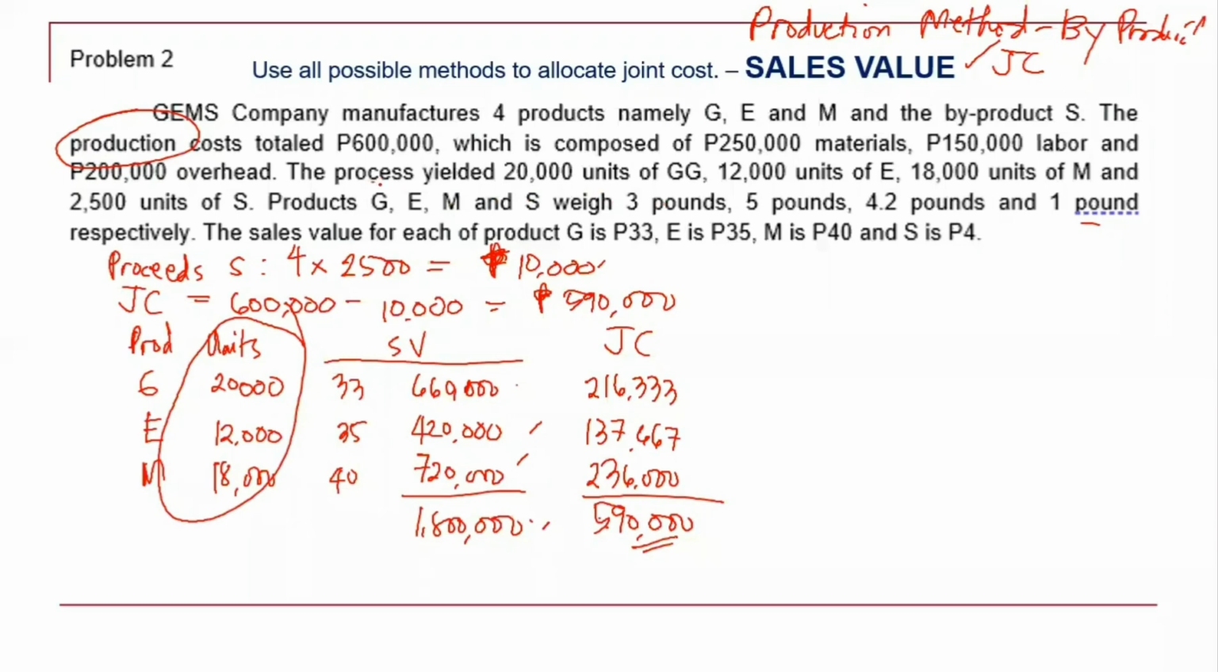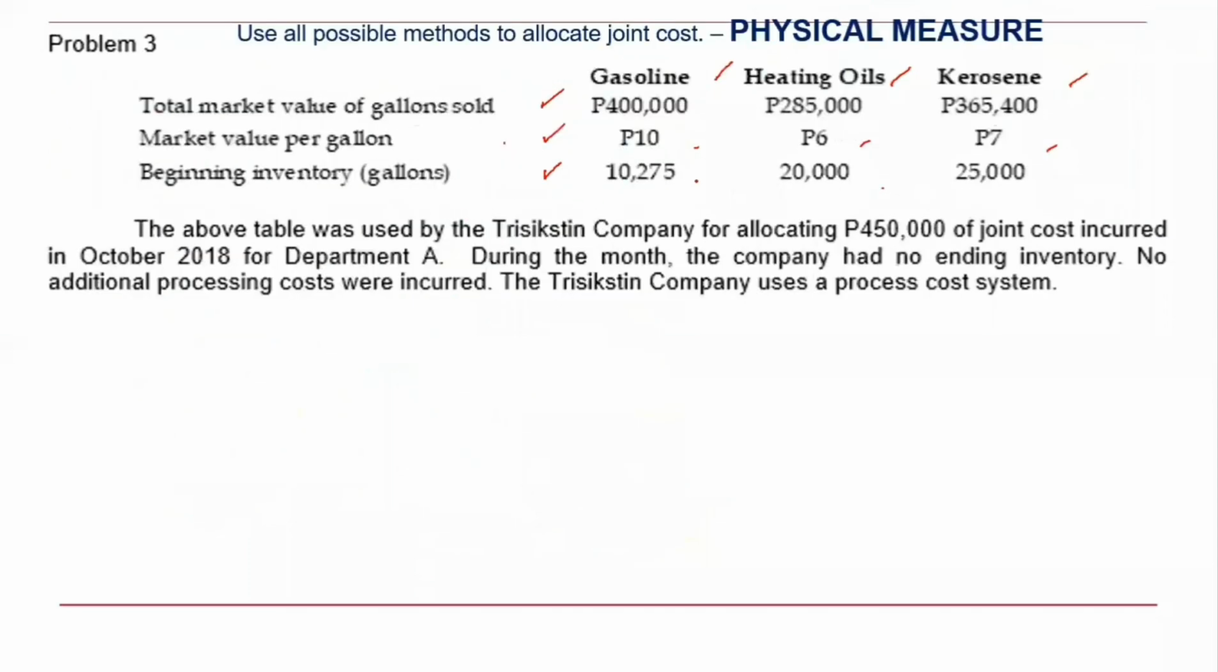Ang units po, babalik lang po ako sa nauna, ang units po na nandito ay production. Ibig sabihin, yielded in the process, produced. Pag bumalik tayo dito, yung inventory dito ay beginning. Tapos, yung nandito na pwede mo makuha, 400,000 over 10, 40,000 yung nabenta mo rito.